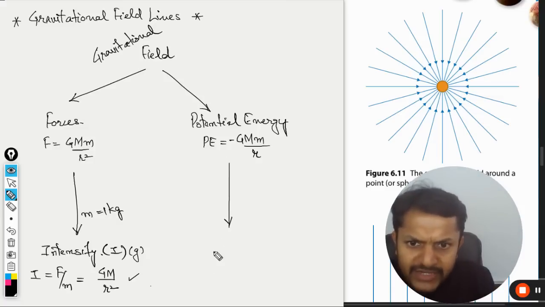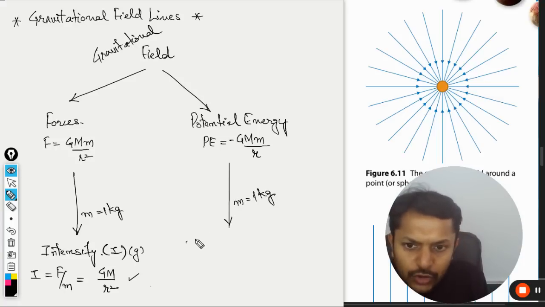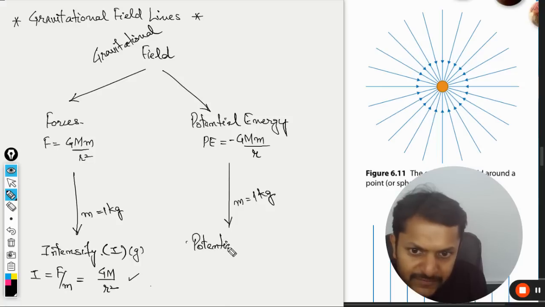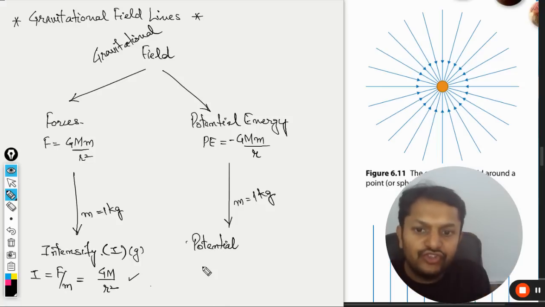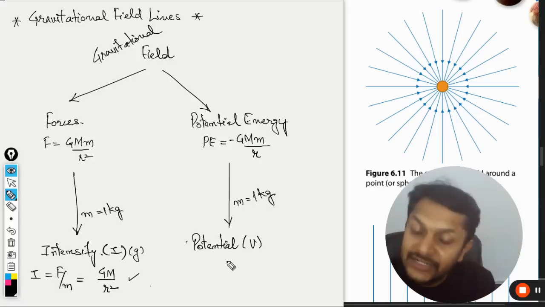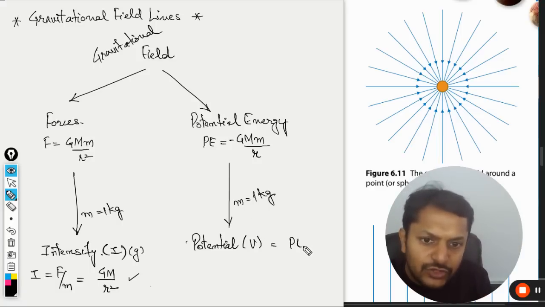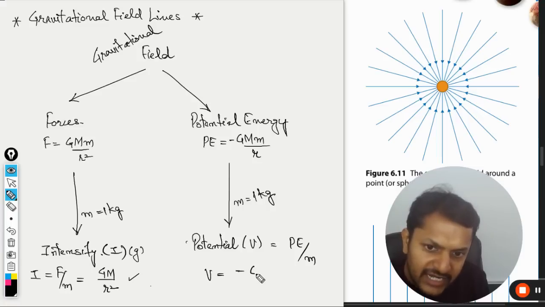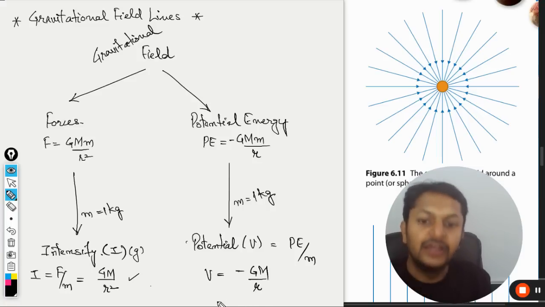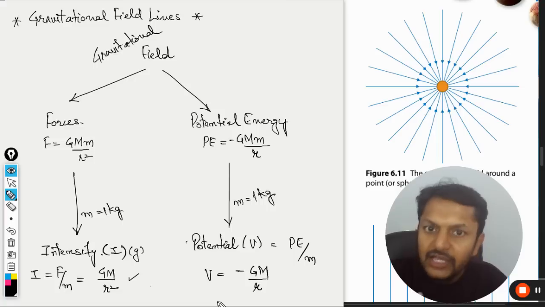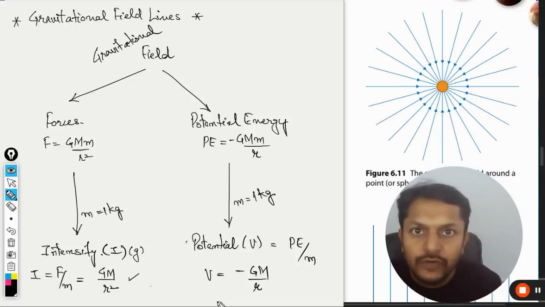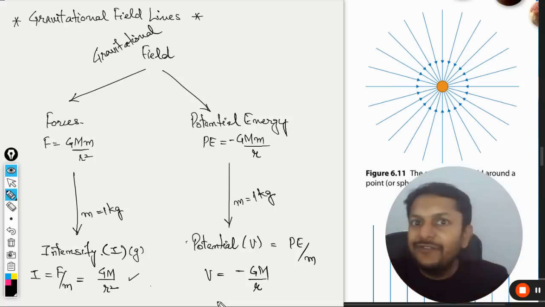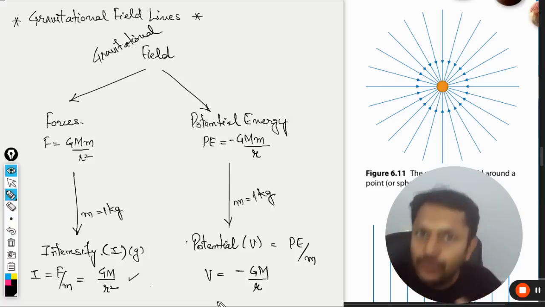So this moves next, and what we do here is again m is equal to 1 kg, or we start talking in the terms of potential. Now the potential is V, so we would be doing it in HL. The potential is when you take potential energy per unit mass. So this m is going to be removed from this. It will become negative GM/r. Now this is how you define potential. We would be doing the potential energy and potential in detail in coming videos, so do not worry. I'm just going to give you an overview of the complete topic, like how are we going to proceed.